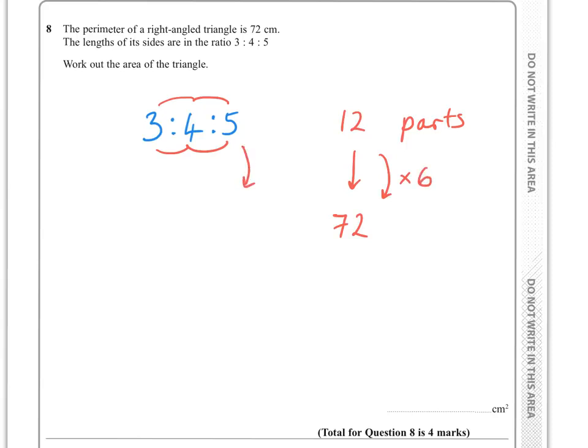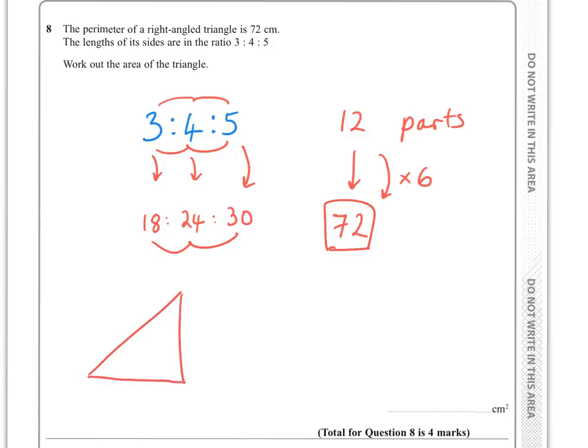So we have to do the same to each of these. And 5 times 6 is 30. 4 times 6 is 24. And then the 3 times 6 is 18. So we can see now that we've got our 72 here for the total perimeter. And we can look at our right angled triangle, remembering the hypotenuse has to be the largest. And we can call this one 18 and this one 24.